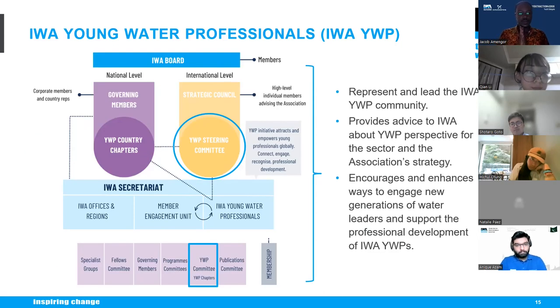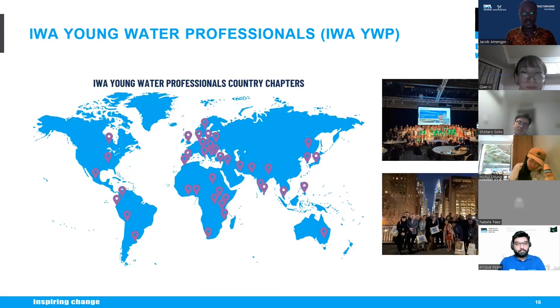So the YWP steering committee represents and leads the IWA YWP community. They provide advice to the IWA about YWP perspectives for the sector and the association strategy. It also encourages and enhances ways to engage the new generation of water leaders and supports professional development of the YWP. So there are YWP chapters across the globe. And you can see from the map that they are scattered all over, thanks to all of you.